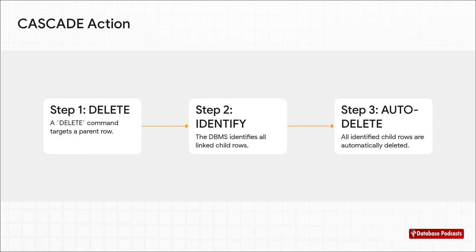Let's zoom in on the most powerful, and maybe the most dangerous option, cascade. Picture this. You delete a parent row, and that kicks off a chain reaction. It automatically deletes all the child rows that depend on it. Now, this is perfect for things like, say, line items on an order. You delete the order, you obviously want the items on it gone too, right? They're useless otherwise. But you have got to use this one with care, because once that chain reaction starts, there's no going back. It's an automated, irreversible delete.